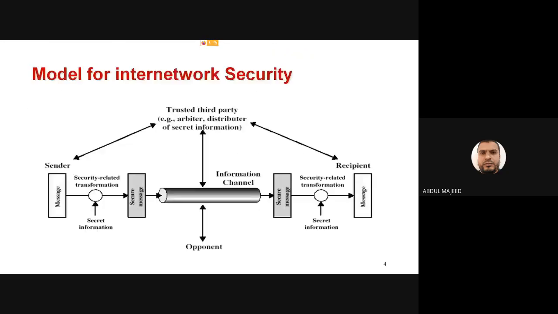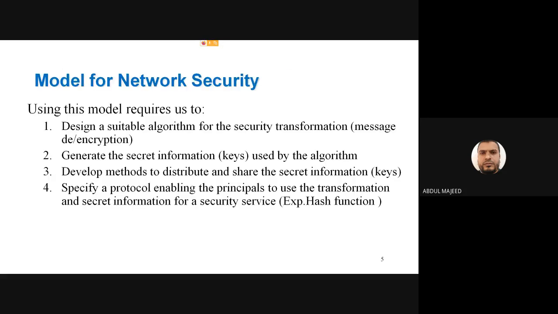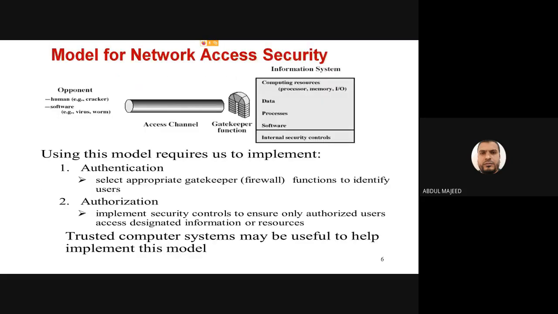So here you need to remember this diagram, the model for internet security. And what things are required? These four things are required in that model. Algorithm is there, key is there, a channel is required to transfer that, and about the third party, right? These four things are required.